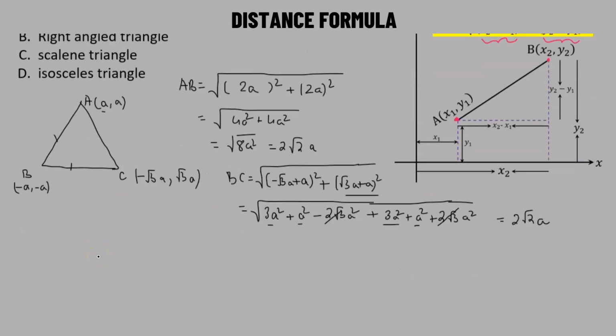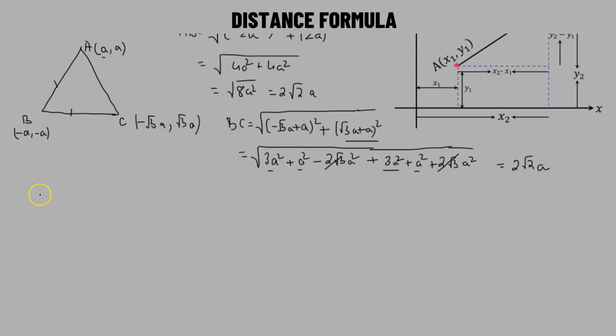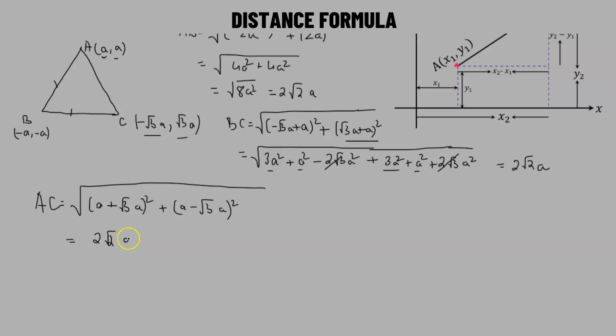Then finally, we'll find the length AC. AC equals the square root of, first, the difference of the x coordinates. Let's start at a, and from it subtract the x coordinate of point C. That's going to be positive square root of 3 a, whole squared. This will be added to the difference of the y coordinates. We start with this a, and from it subtract this a, so we have a minus square root of 3 a, and then square it. When we calculate it, we get the value 2√2 a.